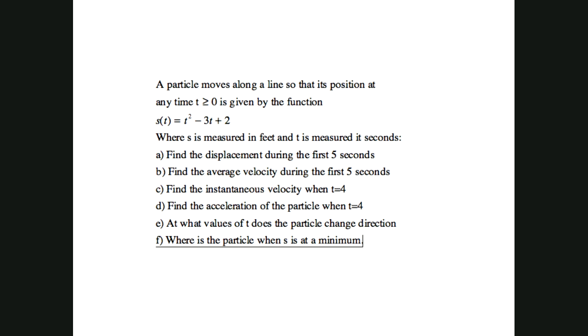Here we go. A particle moves along a line so that its position at any time t greater than 0, because t can't be negative, is given by the function s equals t squared minus 3t plus 2, where s is measured in feet and t is measured in seconds. Okay, so here is the type of question that you will always get. Find the displacement during the first 5 seconds. Find the average velocity during the first 5 seconds. Find the instantaneous velocity at t equals 4. Find the acceleration. At what values of t does the particle change directions? Where is the particle when s is at a minimum?